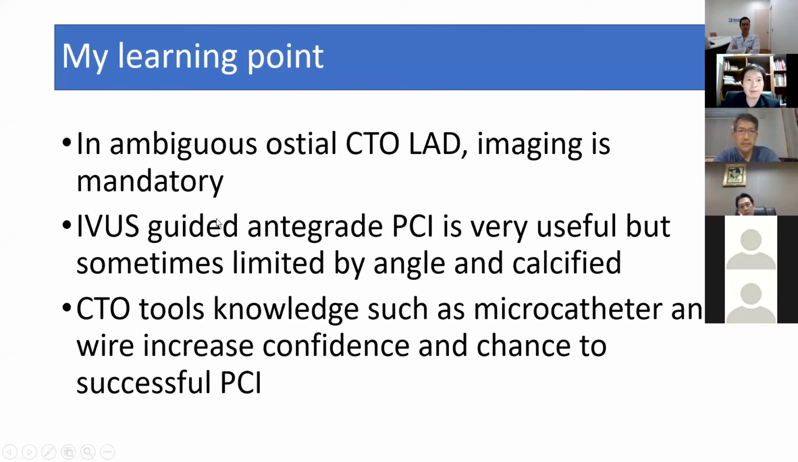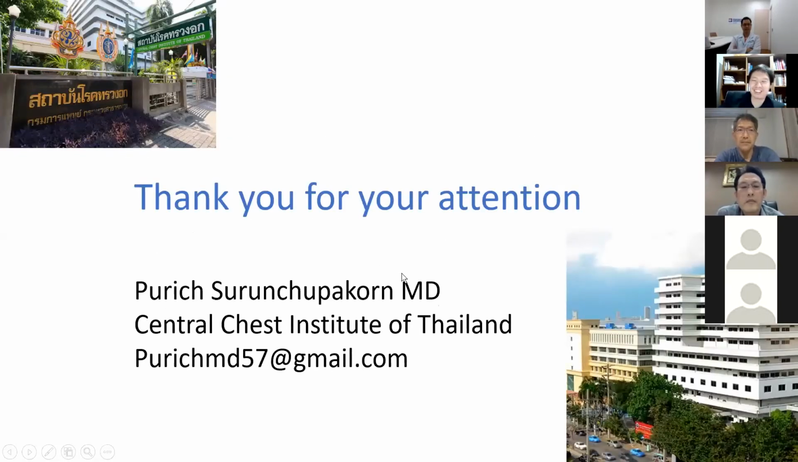So my learning points are that in ambiguous ostial CTO, IVUS imaging is mandatory. I found that antegrade PCI is very useful, but sometimes limited by angle and calcification. CTO tools knowledge such as microcatheter and wires increases confidence for the operator and the chance of successful PCI. So my case is not quite complex compared to my teacher's case. Thank you very much for your attention.